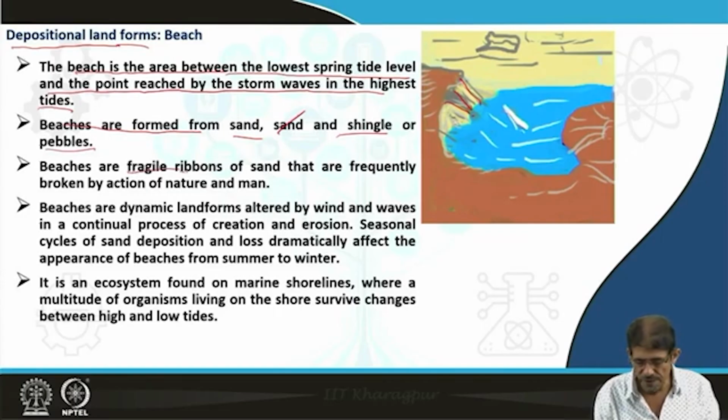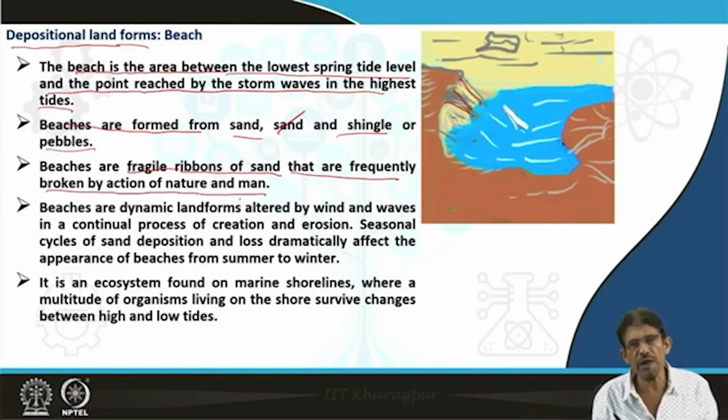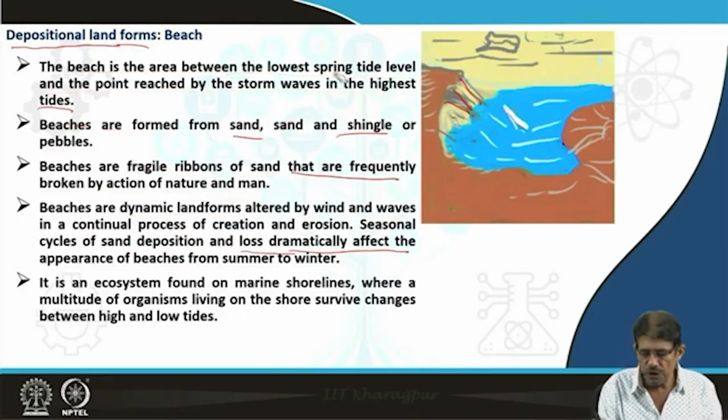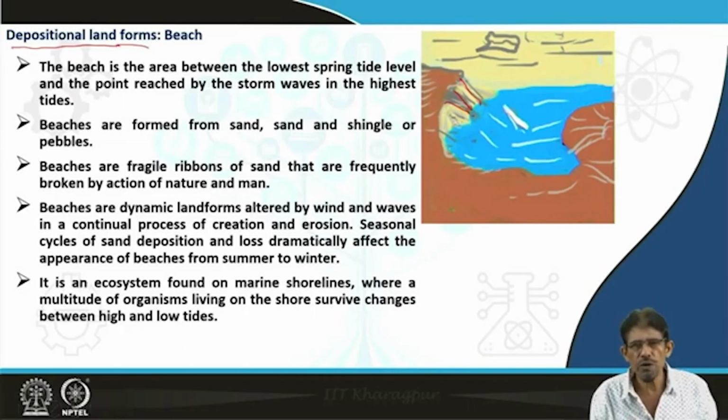Beaches are fragile ribbons of sand that are frequently broken by the action of nature and man. Beaches are dynamic landforms altered by wind and waves in a continual process of creation and erosion. Therefore, beaches are dynamic in nature; they may exist, or may not exist. Seasonal cycles of sand deposition and loss dramatically affect the appearance of beaches from summer to winter. Such examples we can observe throughout the world at different beaches.